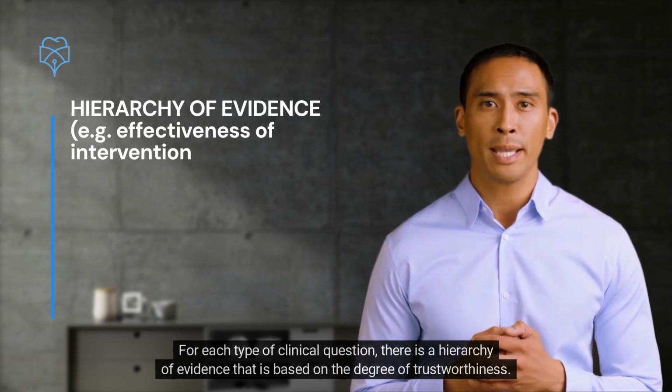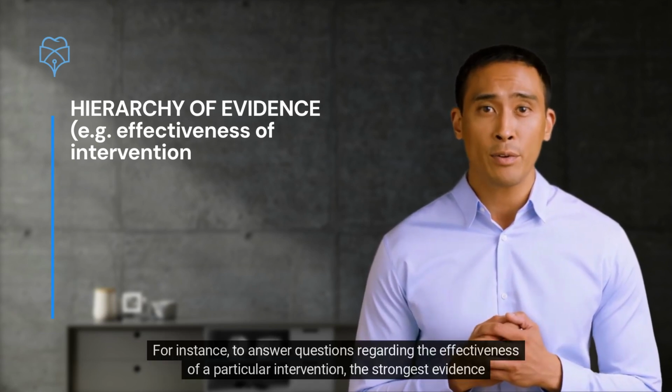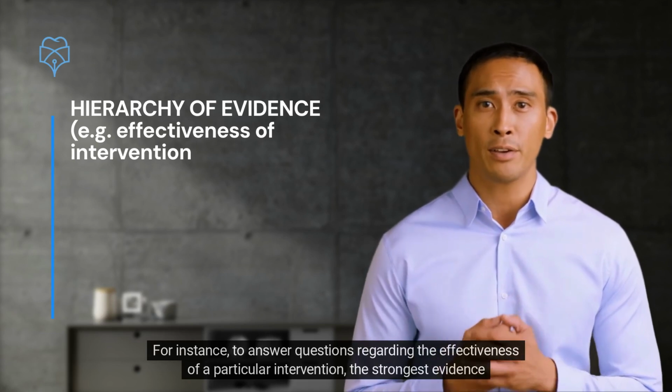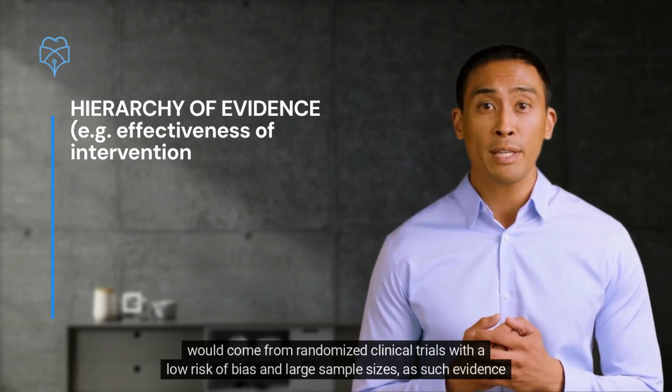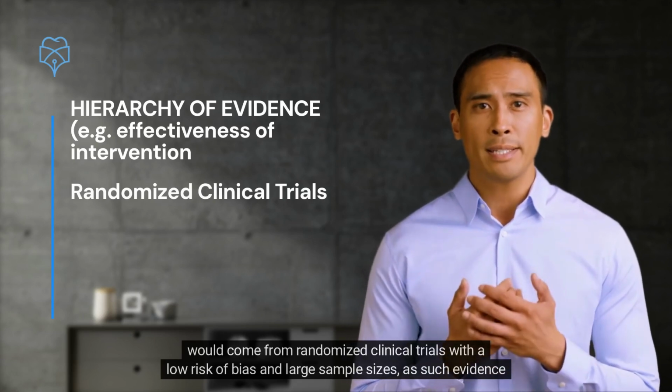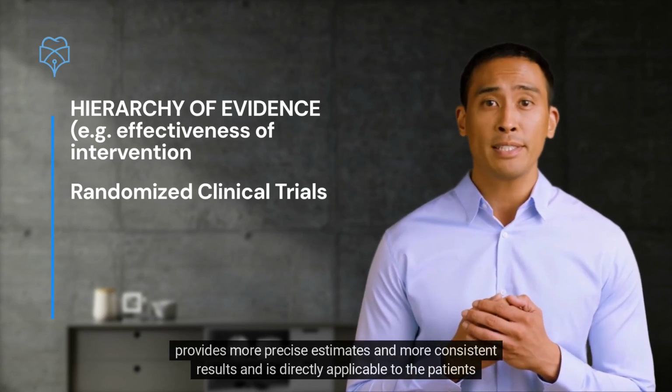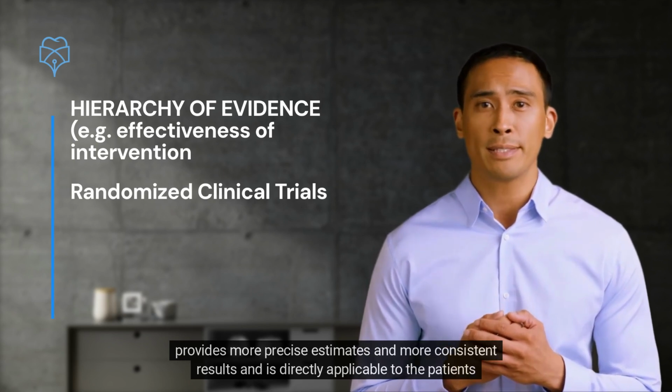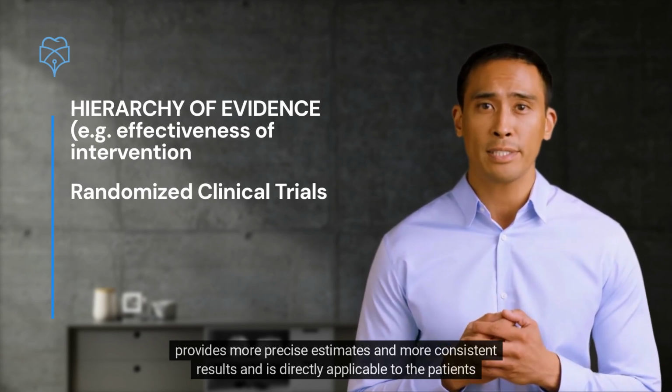For each type of clinical question, there is a hierarchy of evidence that is based on the degree of trustworthiness. For instance, to answer questions regarding the effectiveness of a particular intervention, the strongest evidence would come from randomized clinical trials with a low risk of bias and large sample sizes, as such evidence provides more precise estimates and more consistent results, and is directly applicable to the patients at hand.